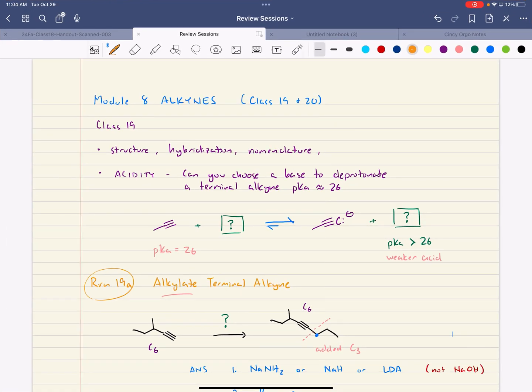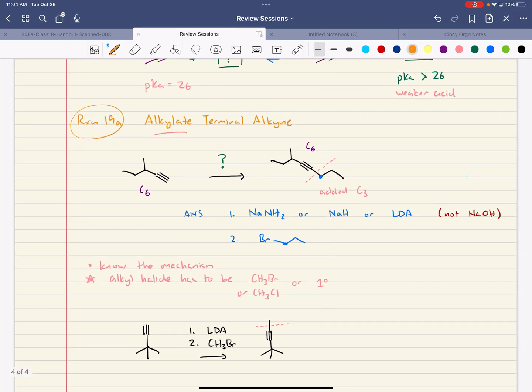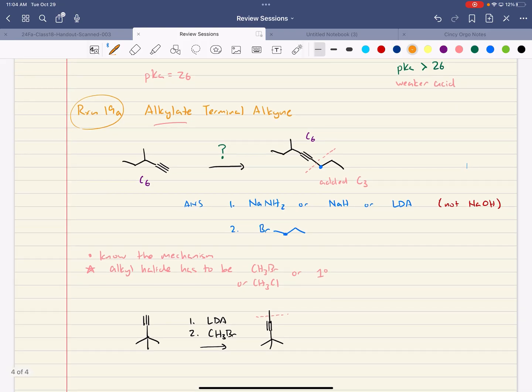The module for alkynes has two classes, 19 and 20. There's already a video for class 19, study sheet. It looks like that. And it's one reaction, but it's a reaction that you need to know well because you need to know the mechanism. And you need to understand this idea that your alkyl halide has to be primary or a methyl halide, or else you will not get this.